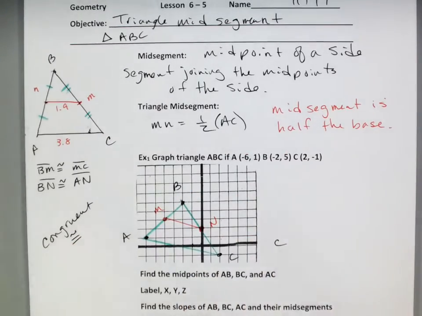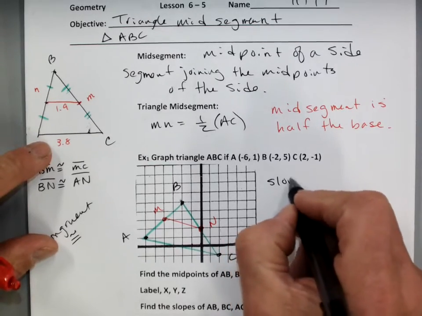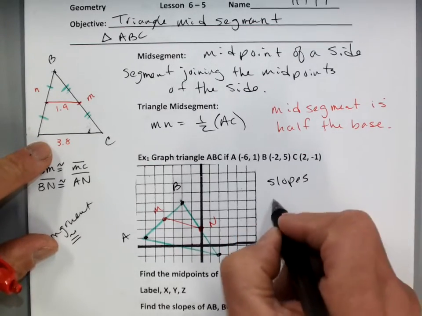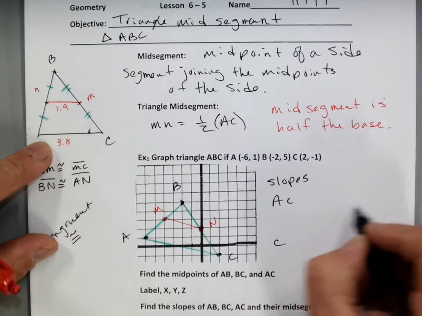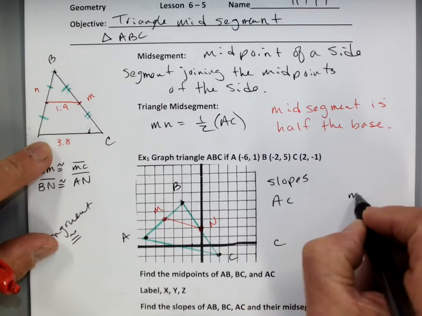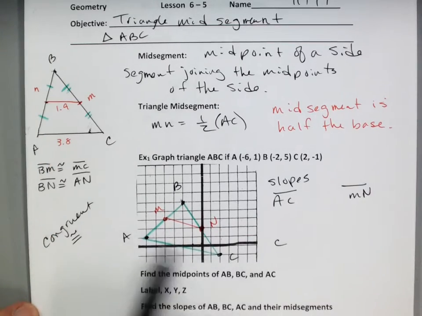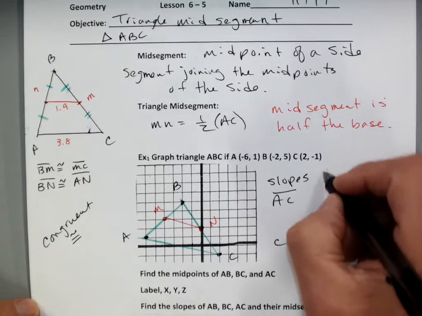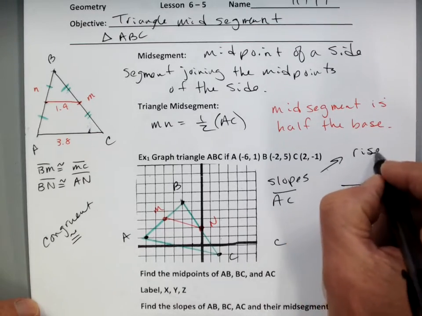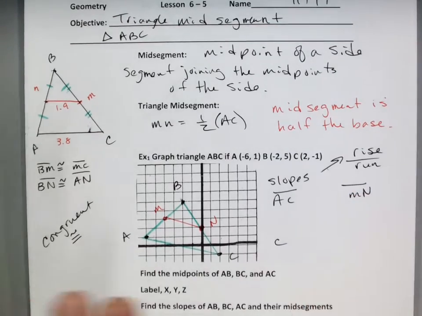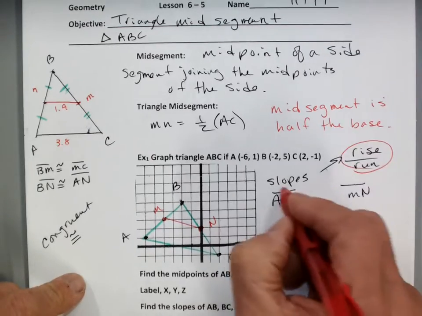Now, one of the things I want to do also, because there's one more thing we haven't talked about, is the fact that if we look at their slopes, okay? So look at the slopes. If I look at the slope of AC, and if I also look at the slope of MN. Hopefully you remember slope is rise over run.